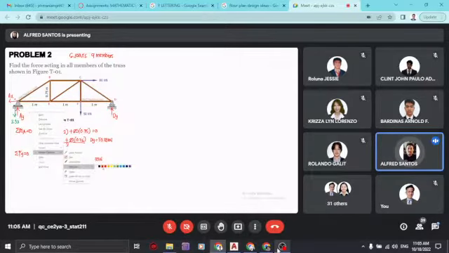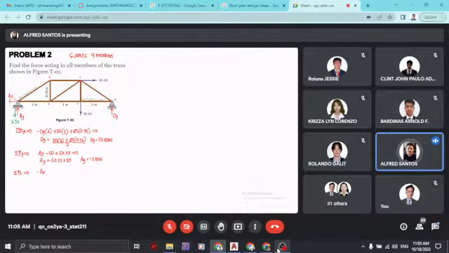And then, solving for Ax. Summation Fx is equal to 0. So you have your negative Ax plus 80 is equal to 0. Therefore, your Ax is equal to 80 kilonewton. Okay? So this is the application of non-concurrent, non-parallel force system. Ina-apply na natin yung mga natutunan nyo sa mga previous lesson.